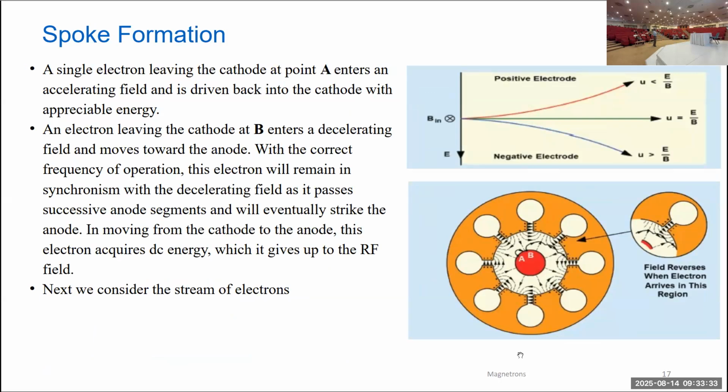But an electron leaving the cathode at point B enters a decelerating field. When it is slowed down, it emits RF power of the same frequency as seen here. And it moves further ahead, interacts with the field, and loses its energy in the form of RF power, and ultimately it hits the anode.